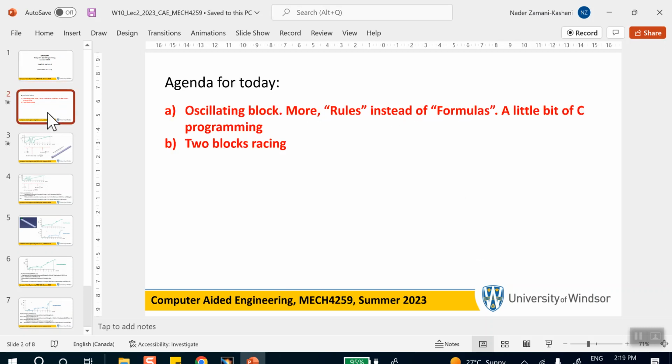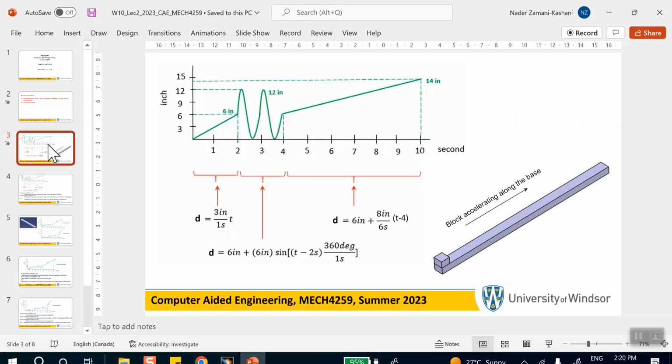I have a block that is moving on a track, and it's going to be oscillating in a portion of the track. So you really have to write a few lines of C code in order to do that. Okay. And then we'll worry about the two block racing later on.